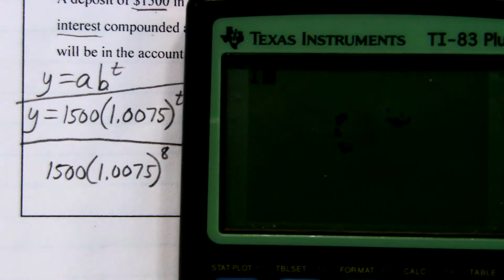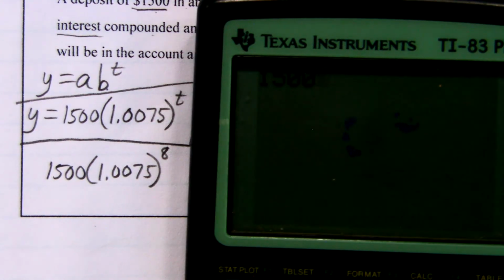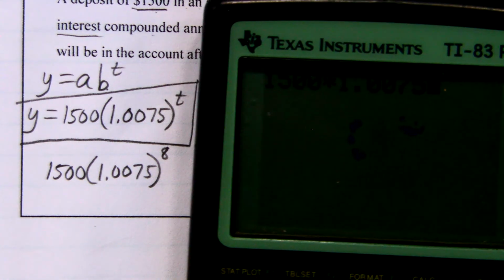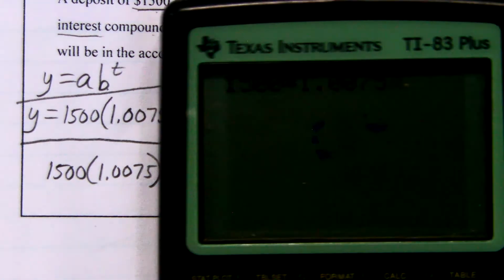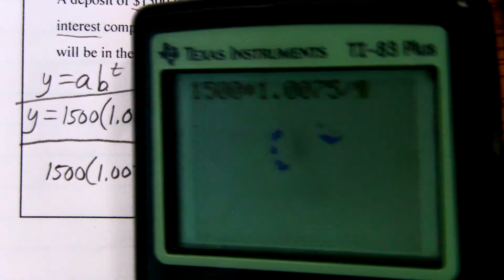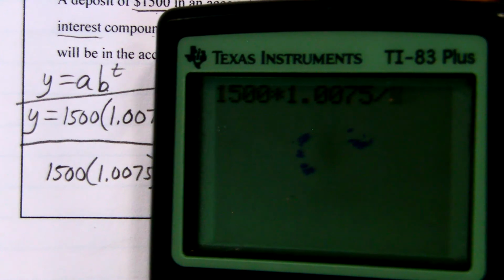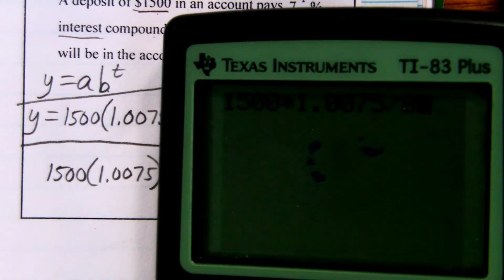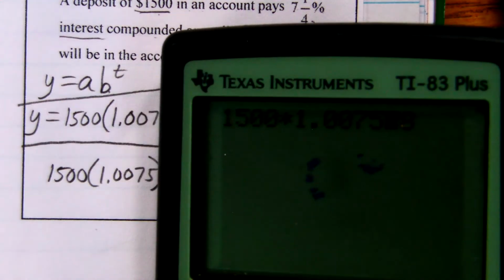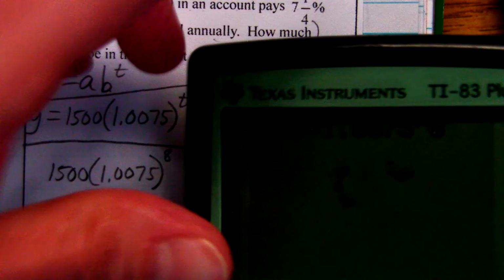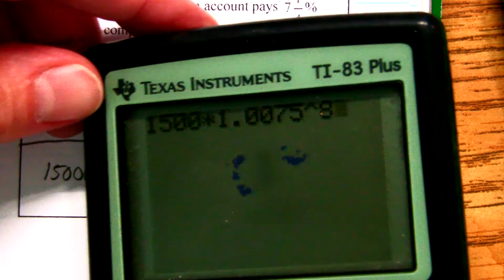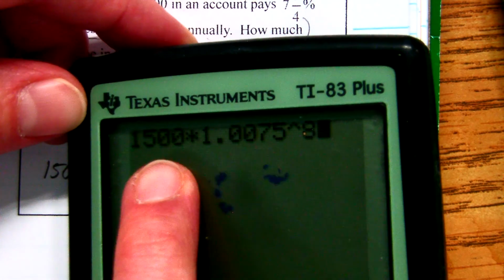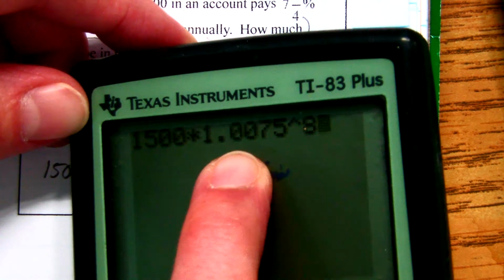So you do 1,500 times 1.0075. You can put it in parentheses or not. And then you hit your power key. Forgot the 2. Power key in the 8th. What 2? There's no 2. 0.25. No, it's 0.75. Oh. Okay, and I accidentally hit the divide key instead of the power key. This is what it's going to look like. You use your little caret key for the power. 1,500 times your multiplier to the 8th power.